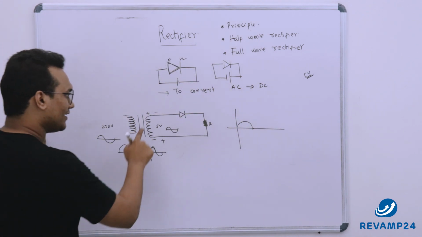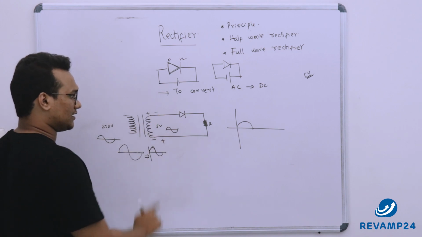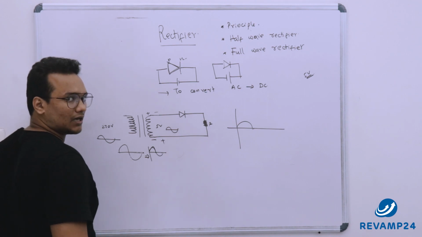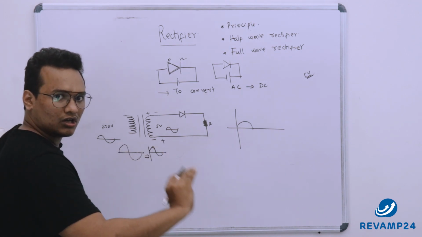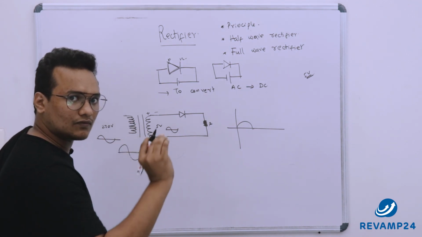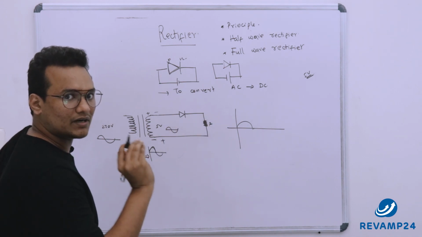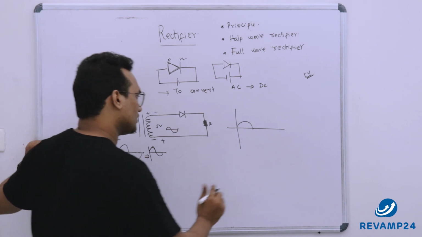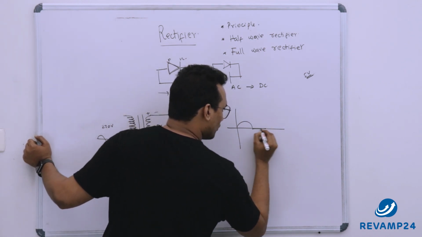Now in the second half, this is negative and this one is positive. Negative is connected to P type and positive is connected to N type. Will there be current? No, because only forward bias will allow current to pass, but reverse bias will block current and will not allow current to pass. So in reverse bias there is no current in the output.